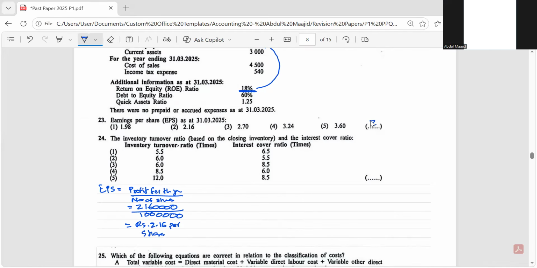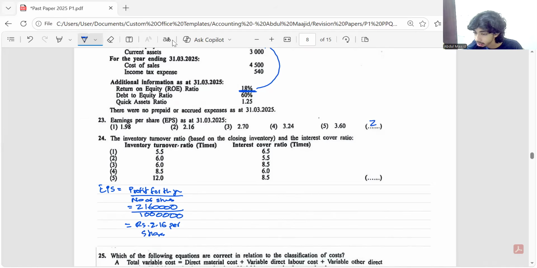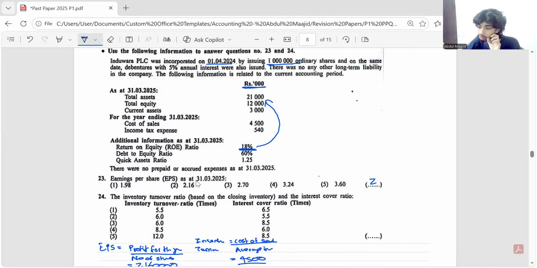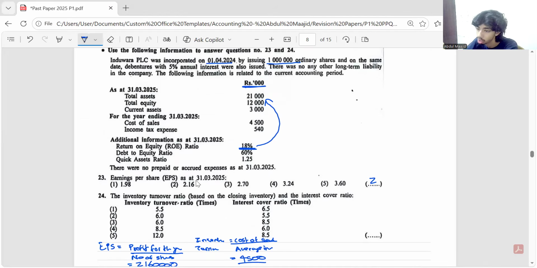Then 24, inventory turnover ratio and interest cover ratio. Okay. Inventory turnover ratio equals cost of sales divided by average inventory. Cost of sales is given as 4,500,000. Average inventory will be, okay, here we have to find our inventory. Now, current assets.